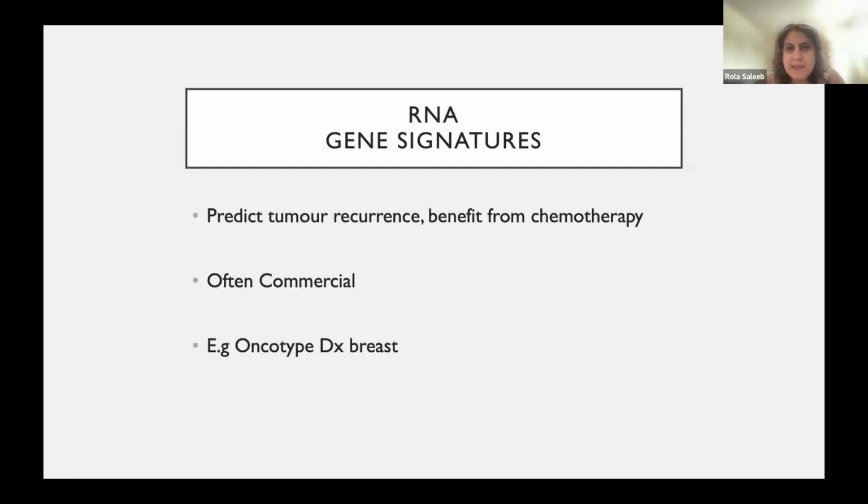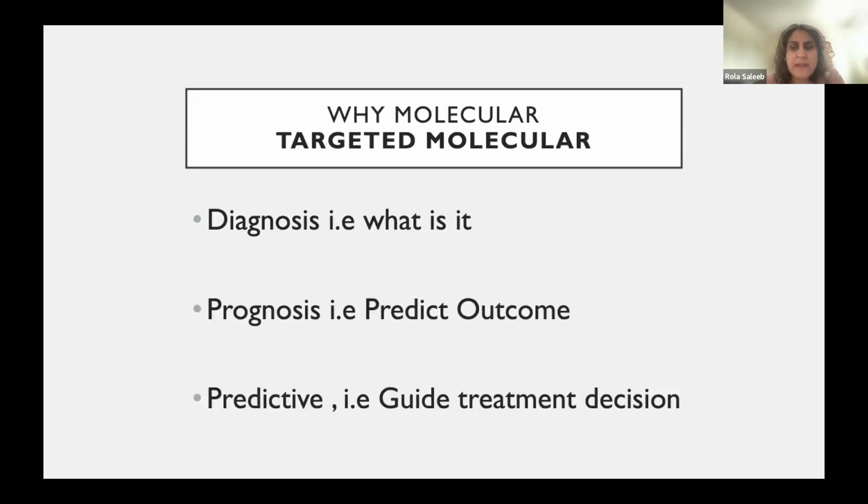But what it is, it tests a number of RNA signatures in the cancer, and what it tells you is, for instance, whether a tumor can likely recur or not, the likelihood of recurrence, or whether this cancer would benefit from chemotherapy or not. So it can also help guide treatment decisions. I didn't really mean to complicate matters. I just wanted to show how big molecular is.